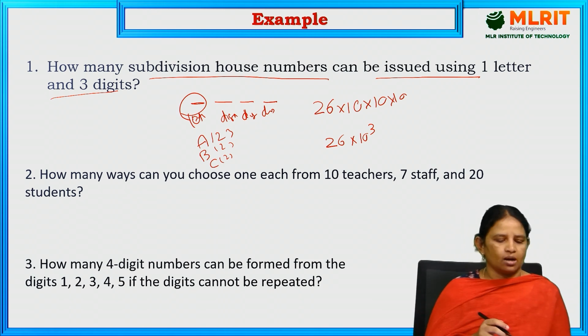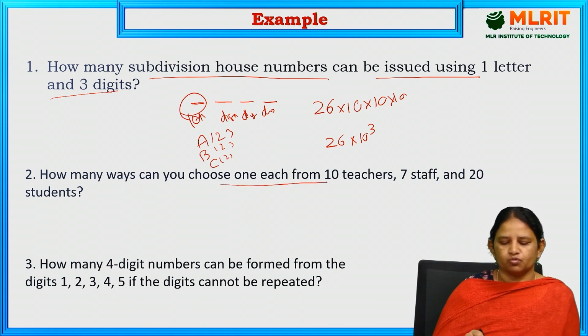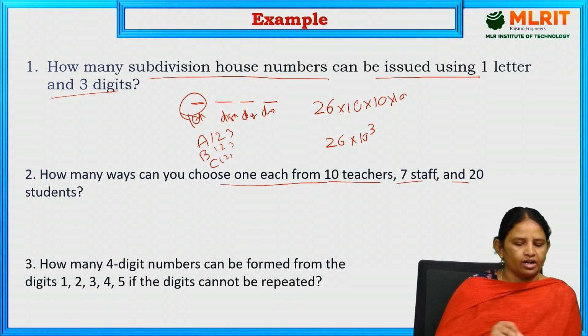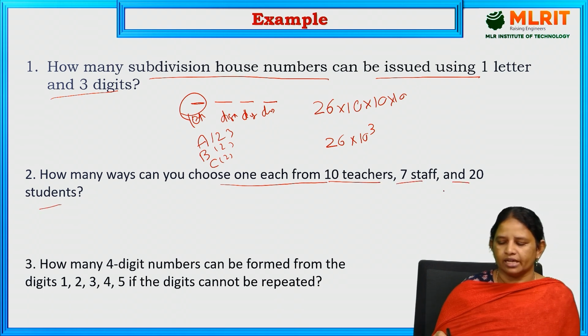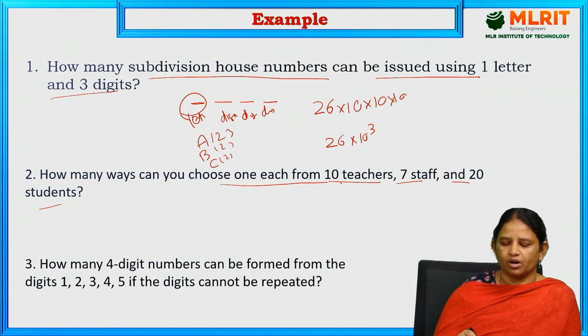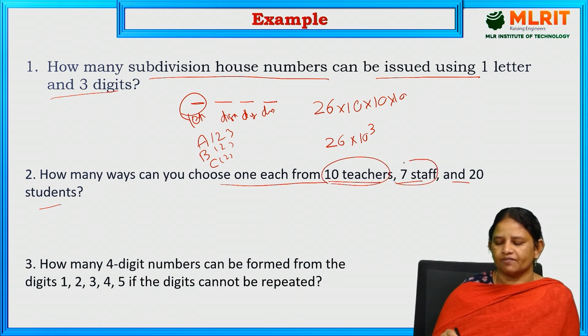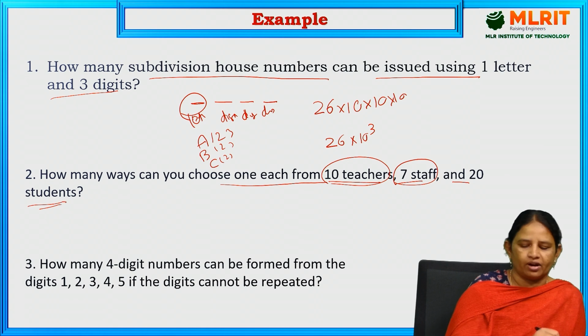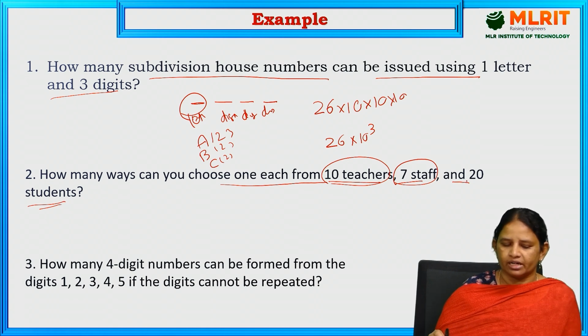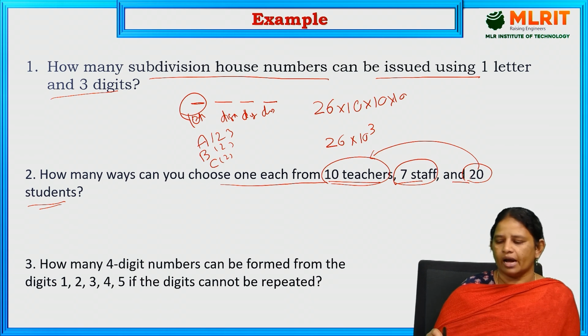Next, second example: how many ways can you choose one from each of 10 teachers, 7 staff and 20 students? That means there are 20 students, but you have to choose one for each teacher. 10 teachers are there, 7 staff members are there, and 20 students are there. So 20 students may select 10 teachers, and 20 students may select 7 staff.